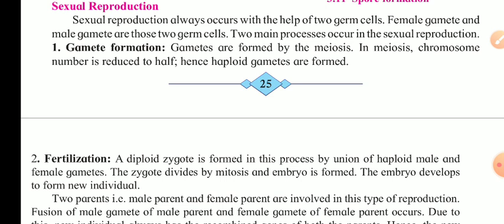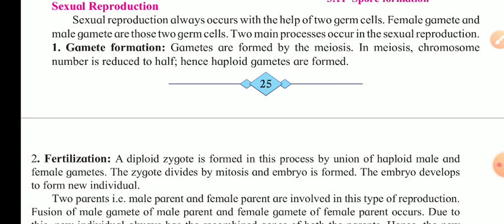Two organisms, it may be a plant, it may be an animal. But the important part is that there will always be two germ cells if we are talking about sexual reproduction. One will be a female gamete and the other will be a male gamete. And there are two main processes in sexual reproduction. One is gamete formation and the other is fertilization.